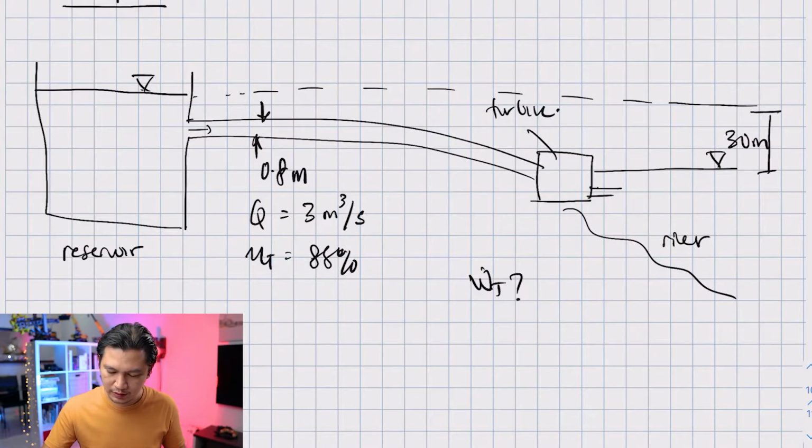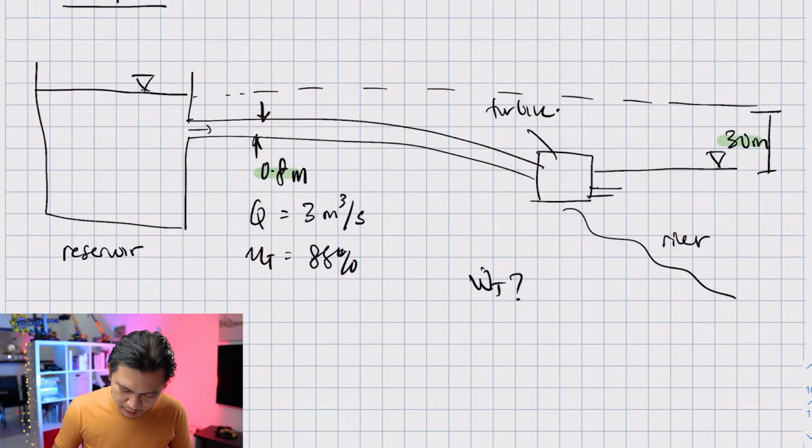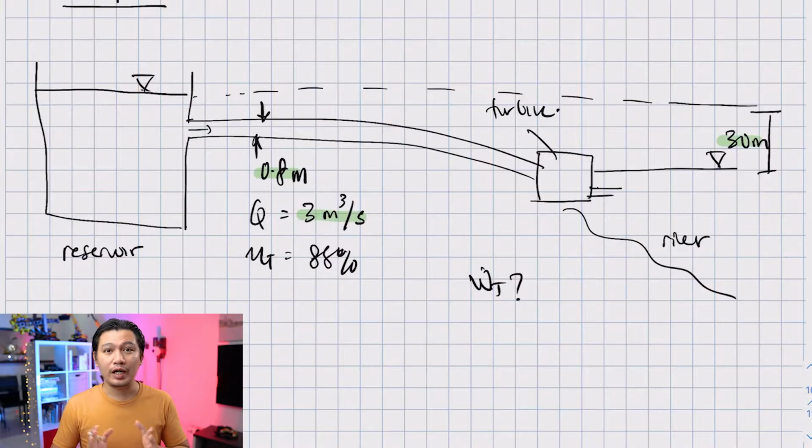First, notice that the elevation is 30 meter. 30 meter is like a 10-story building. And then, the pipe is 0.8 meter. 0.8 is a big pipe. And also, the flow rate is 3 meter cube per second. 1 meter cube is already a lot. 1 meter cube is 1,000 kilogram of water. So 3 meter cube means that 3,000 kilogram of water is going through this pipe per second.